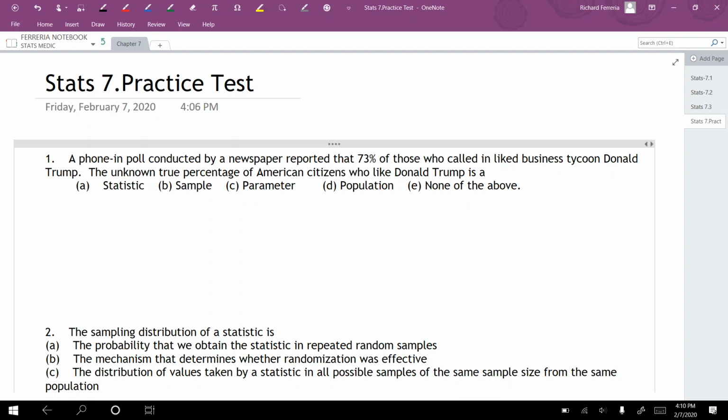So I can assure you that this test question was made long before Donald Trump became President Donald Trump. I think you know my feelings on that.